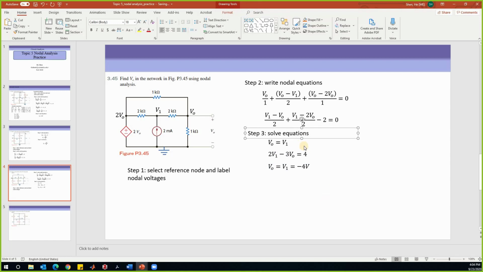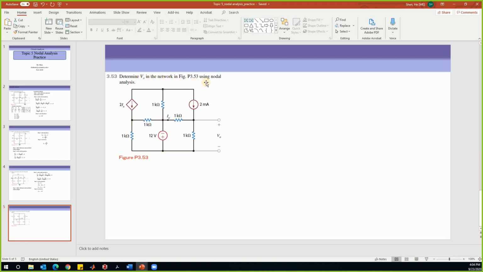So step 4, that is the conclusion. This problem asks for VO, so VO is equal to negative 4 volts. Alright, any questions? The last example: determine VO in the network using nodal analysis.